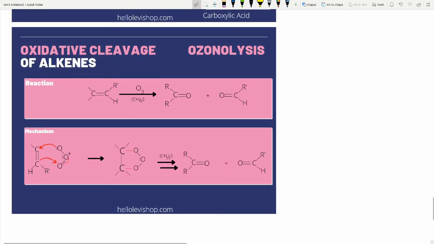The other way to cleave a double bond is through ozonolysis. And ozone, which is O3, is used with DMS, which is dimethyl sulfide, a reducing agent, to help cleave the double bond. Ozone reacts with the alkene to form a molozonide, which then rearranges and gets reduced by the dimethyl sulfide to obtain the product, which is a ketone and an aldehyde.